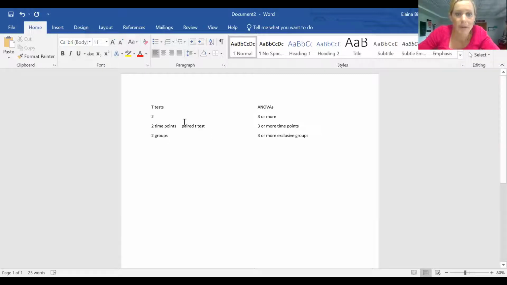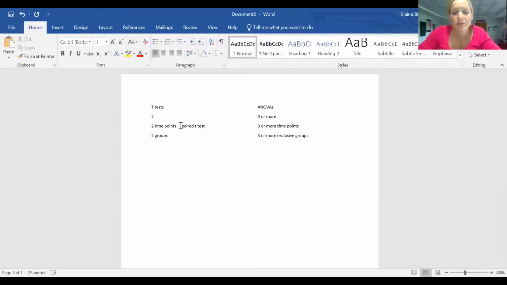It's paired because we're looking at the same people, comparing them to themselves at a different point in time. Another example of a paired t-test: maybe I wanted to know the strength level of our football players to see if they're improving throughout the season. So I'm going to do a 1RM bench press at the beginning of the season and a 1RM bench press at the end of their season. Again, that's a paired t-test because I'm comparing those individual subjects to themselves at a different time point.